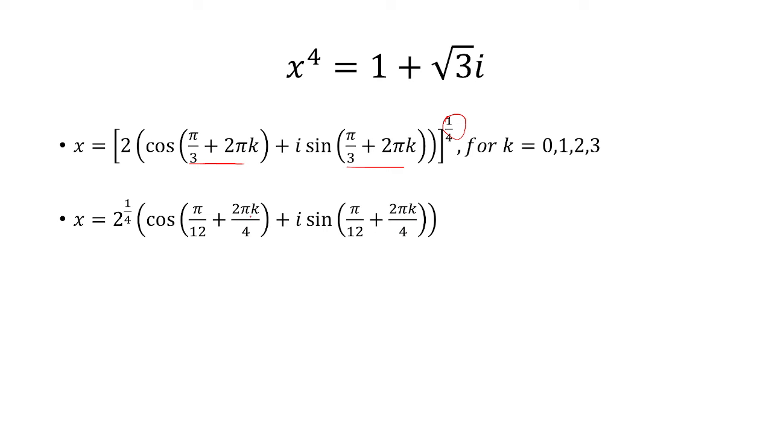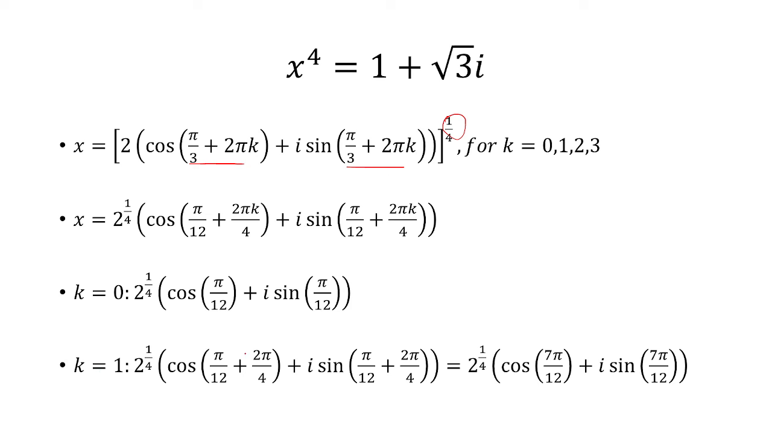And here, technically, you can, of course, simplify this as pi k over 2, but maybe it's easier to leave it like this because you're going to have to get common denominators anyways with pi over 12. So plug in k equals 0, we get 2 to the 1/4 power times cosine of pi over 12 plus i sine pi over 12.